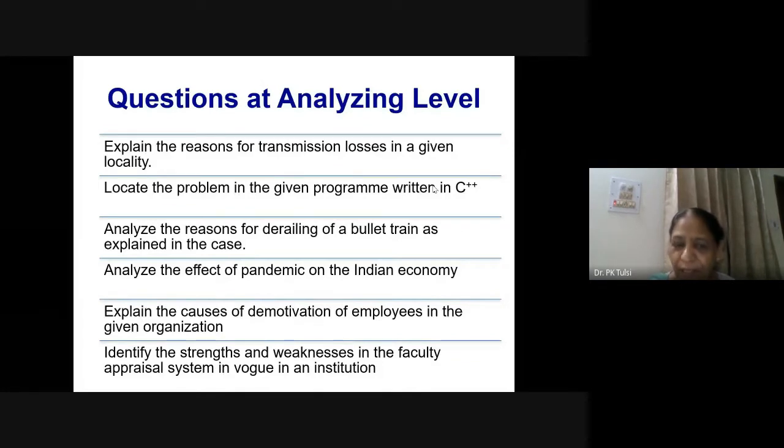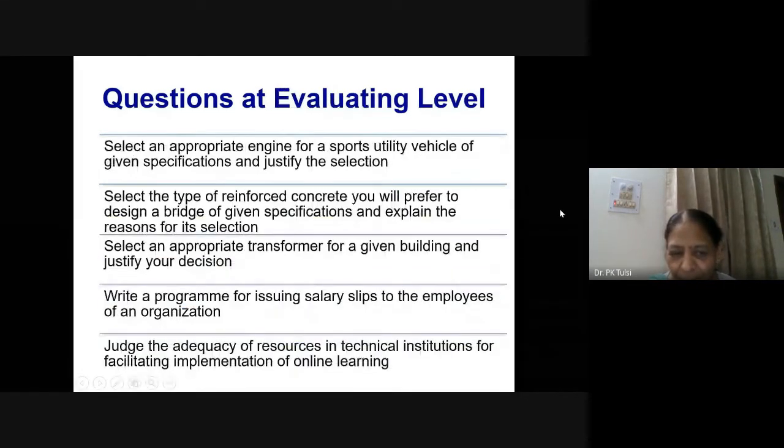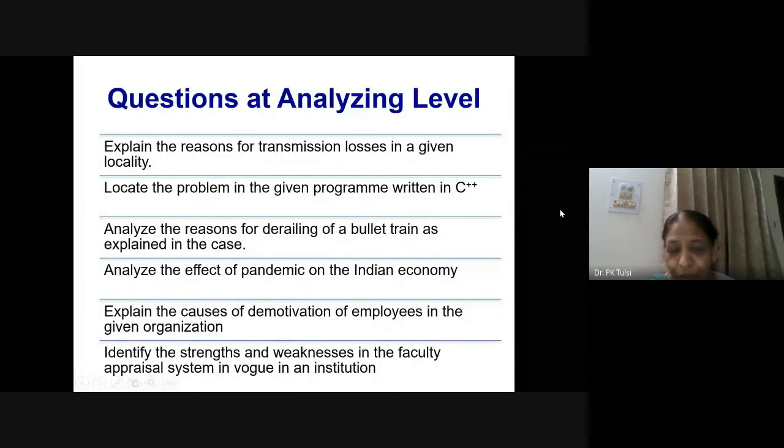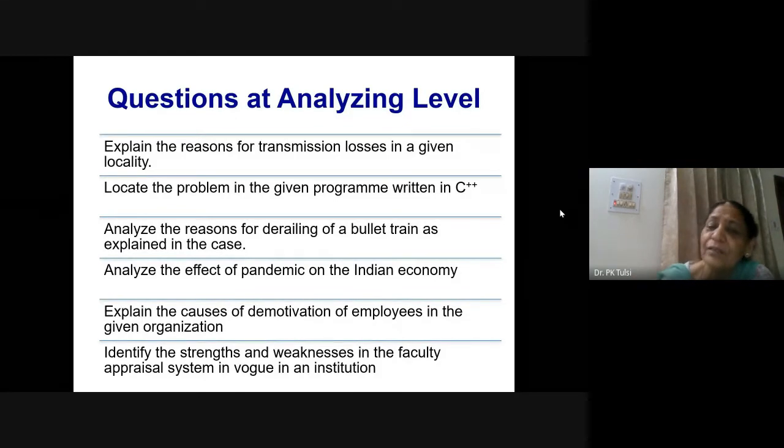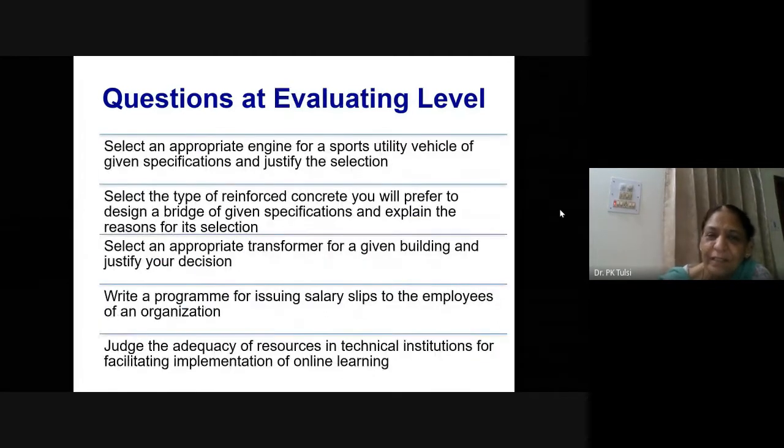And then the student analyzes the effect of the pandemic on the Indian economy, or the causes for demotivation of employees in the given organization. So you can see that a real-life situation is given and then the person is trying to analyze the reason. Otherwise, it will be only at the understanding level.